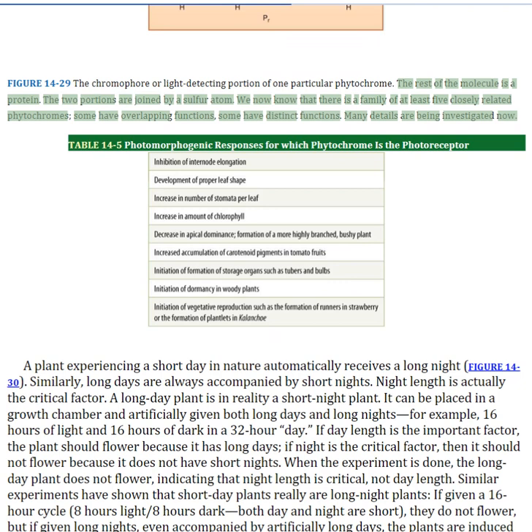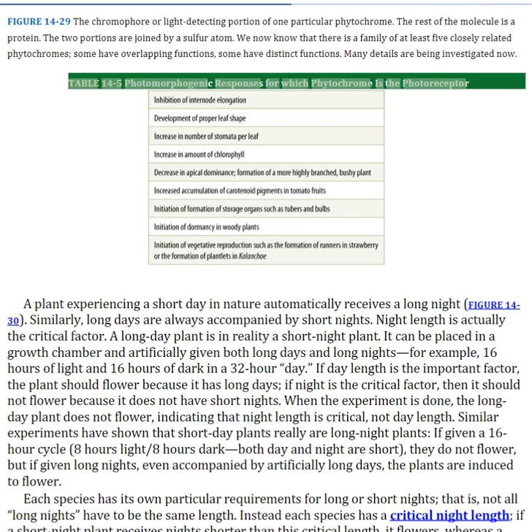We now know that there is a family of at least 5 closely related phytochromes. Some have overlapping functions, some have distinct functions. Many details are being investigated now. Table 14.5: Photomorphogenic responses for which phytochrome is the photoreceptor.